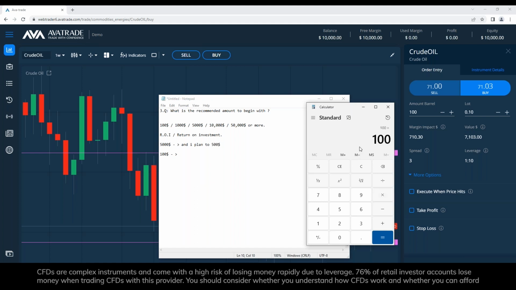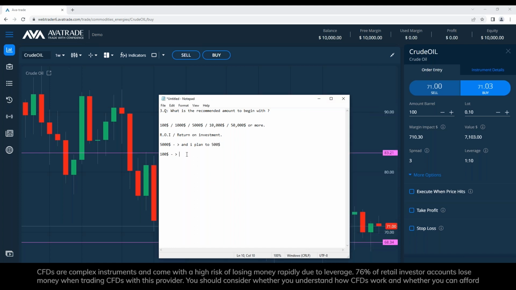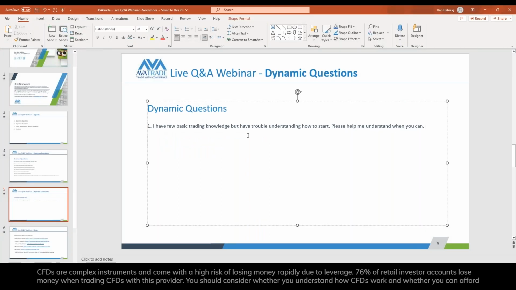So I need a lot of success to get there. But with 5,000 to make 500 is not really challenging. I mean, it could be challenging because trading is challenging overall, but it's more realistic than to make $1 million with 100. So the recommended amount to begin with most definitely depends on the plan. Okay? So this kind of question.